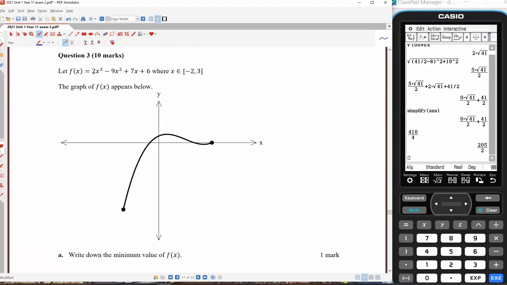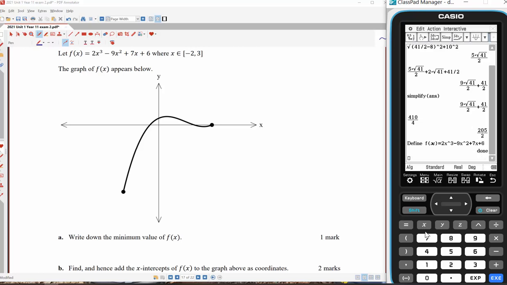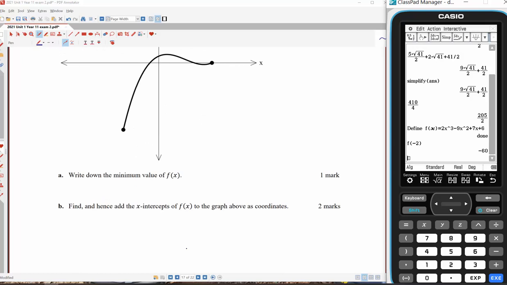Okay, let f of x equal that over this domain. Write down the minimum value of f of x. So it occurs at negative 2. So I'd start this one up with a define: f of x equals 2x cubed, take 9x squared plus 7x plus 6. And we'll do f of negative 2, negative 60.